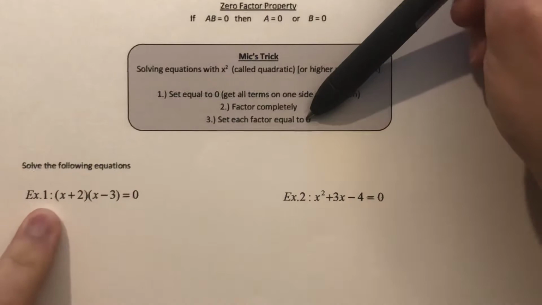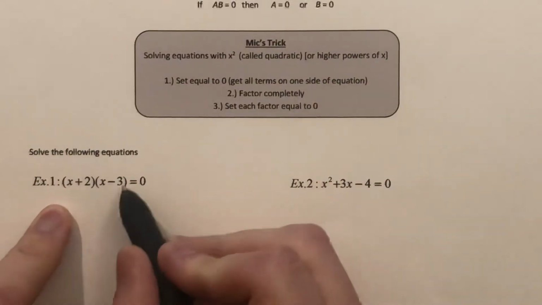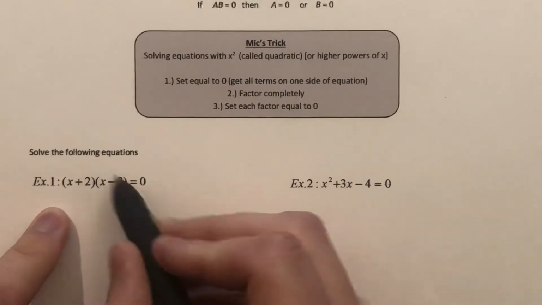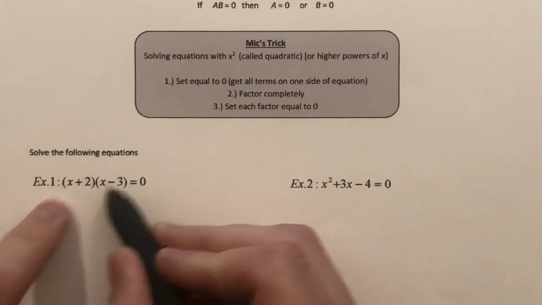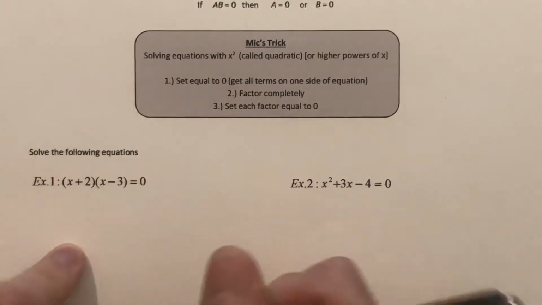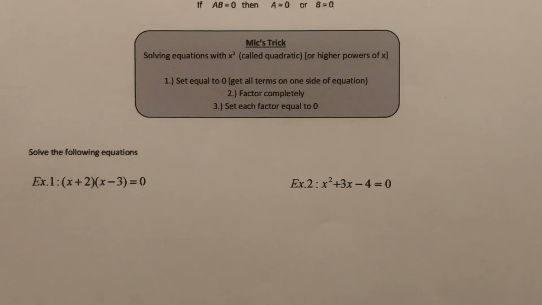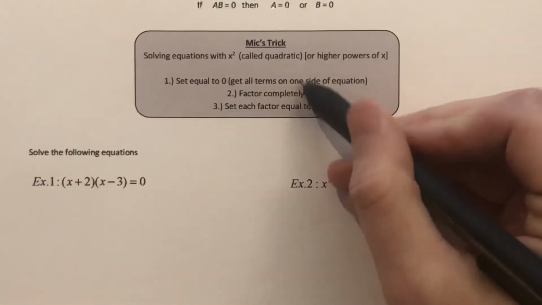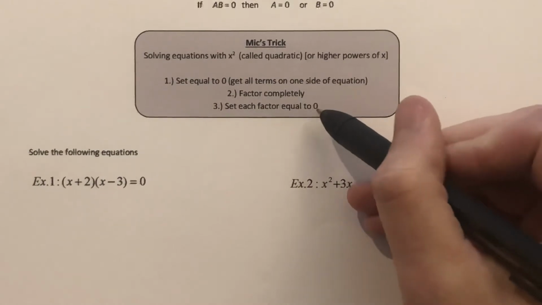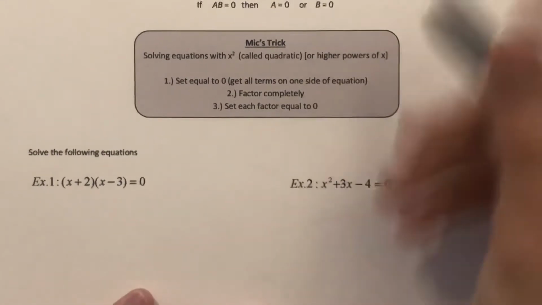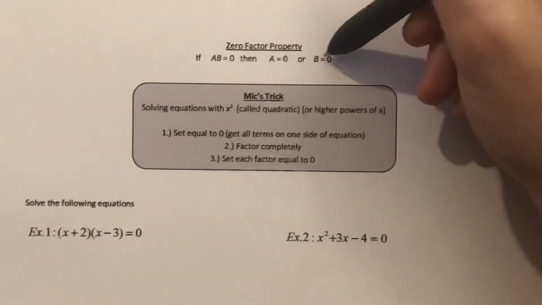Notice, for our first example, if we look at what's on the left-hand side here, this is already in a factored form, something times something. In fact, that looks like a factored form we would have seen earlier in Chapter 5. And notice it is set equal to 0, so we basically have 1 and 2 done. So what does this third line mean of set each factor equal to 0? That is where we're using this property.